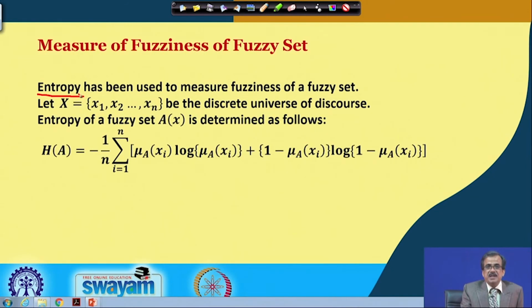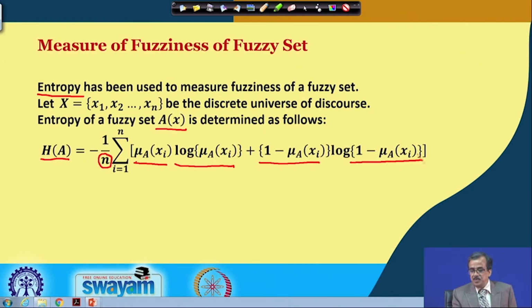Supposing that I have a discrete fuzzy set, say A x, and I know element-wise its membership function values, how do we find out the entropy of this fuzzy set, which is denoted by capital H A? This capital H A is nothing but minus 1 divided by n, where small n indicates the number of elements, multiplied by the summation i equals 1 to n of mu A x i log of mu A x i plus 1 minus mu A x i log of 1 minus mu A x i.